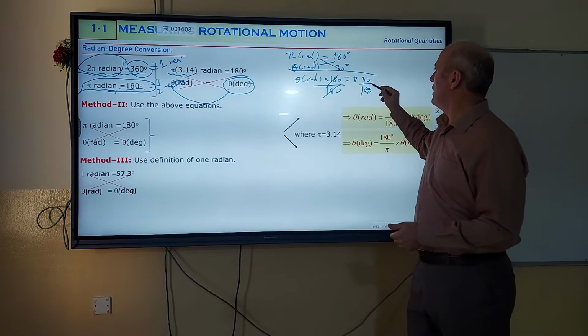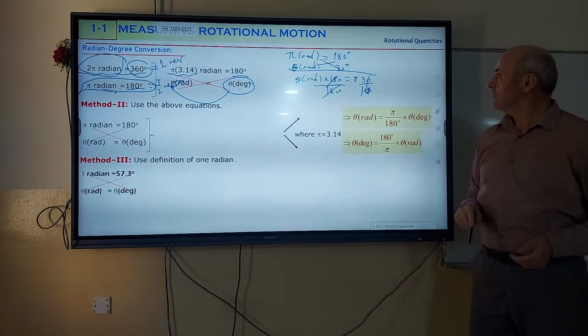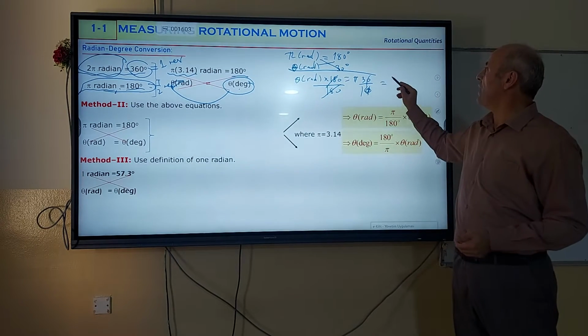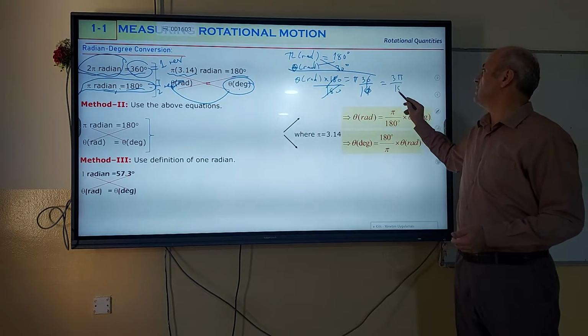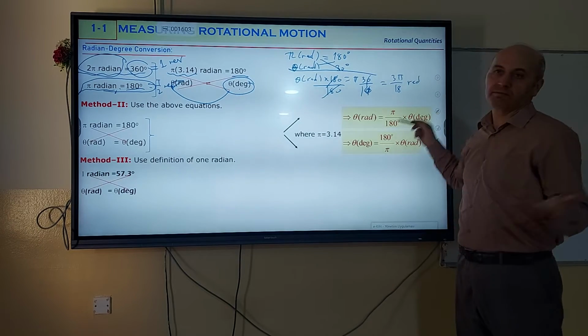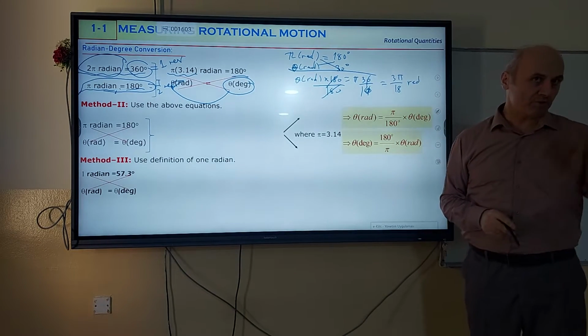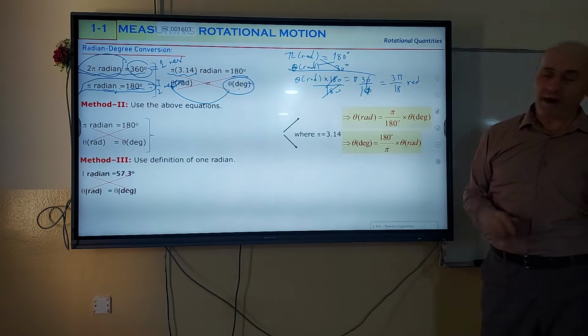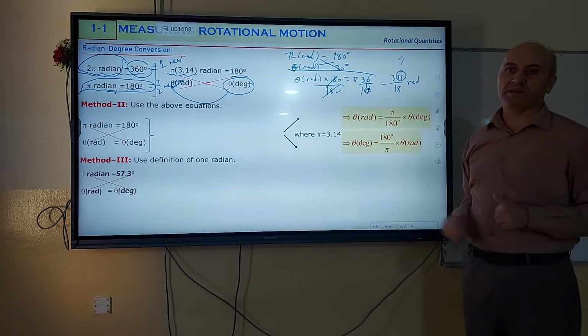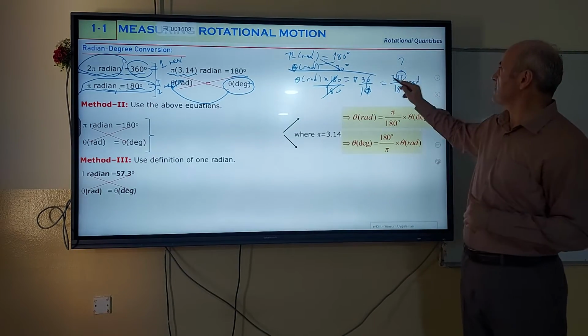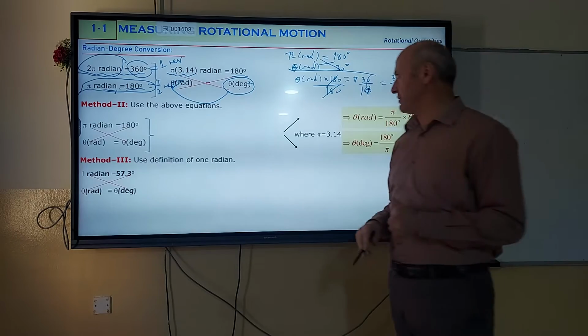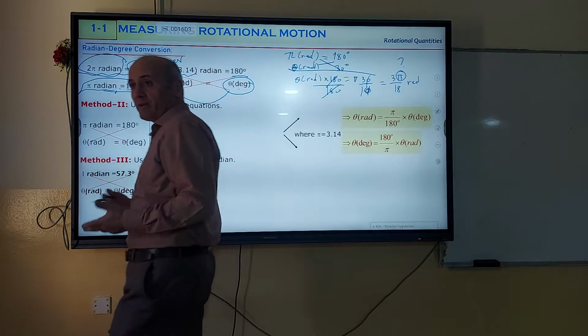So you can go to simplification: 3 pi over 18 radian. We write it this way too if the choices are given in pi. But if no pi, what should we do? We write here 3 times 3.14 divided by 18. This is one of the methods.